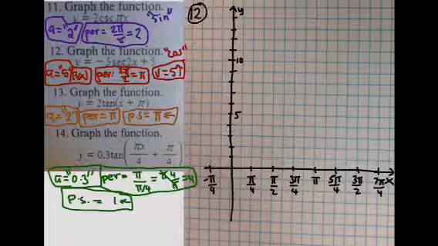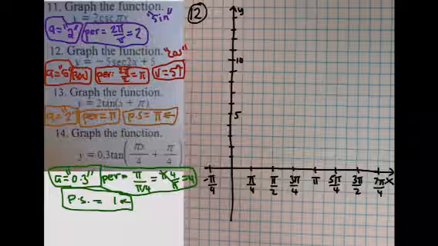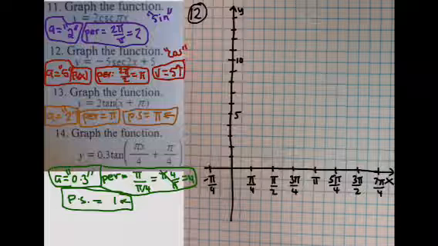Okay, for number 12, we have a secant graph, so that means the reciprocal is cosine. So you think of it in terms of cosine. The a value is 5 with a reflection. Period is 2 pi over 2, which is pi, and then it's a vertical translation of 5 units up.